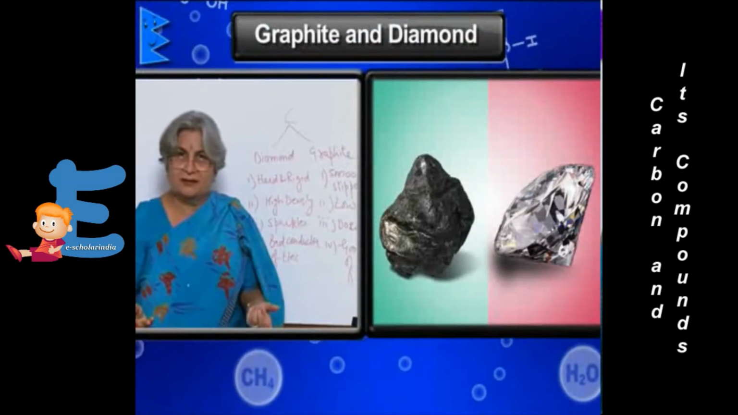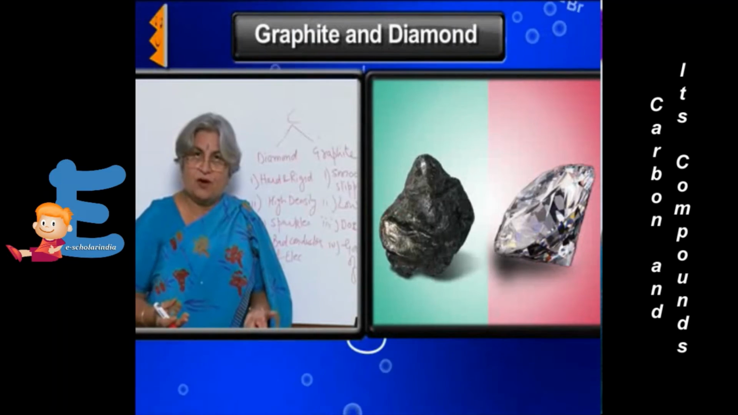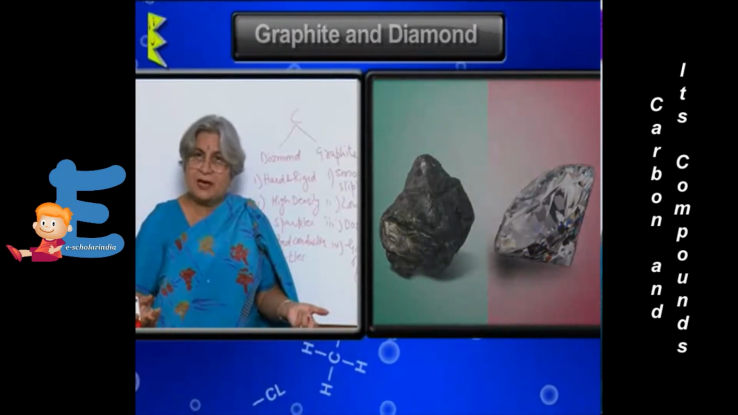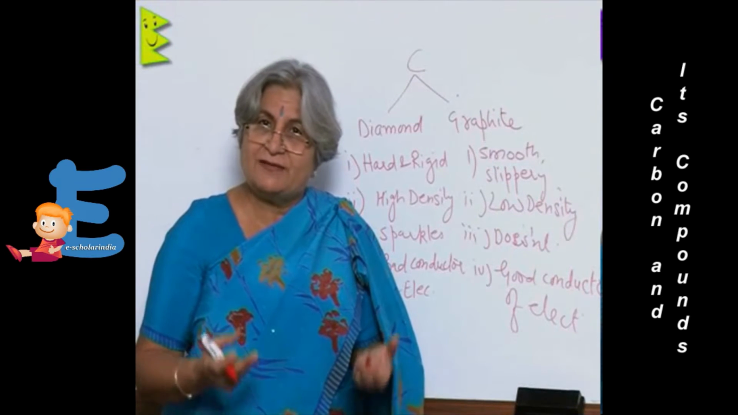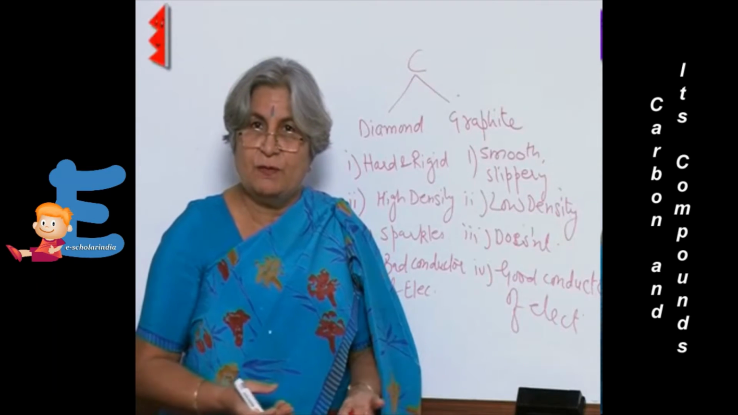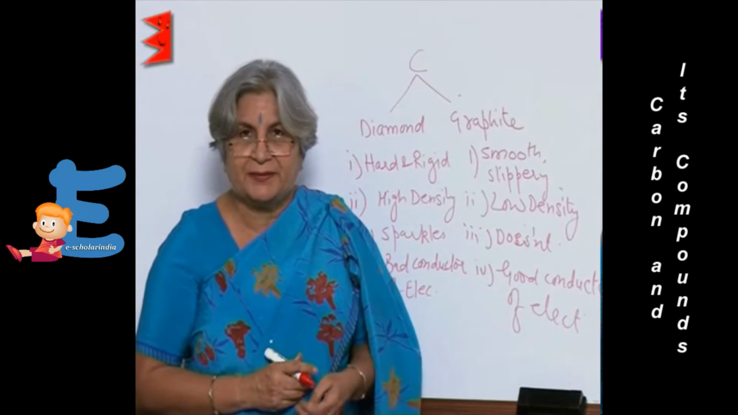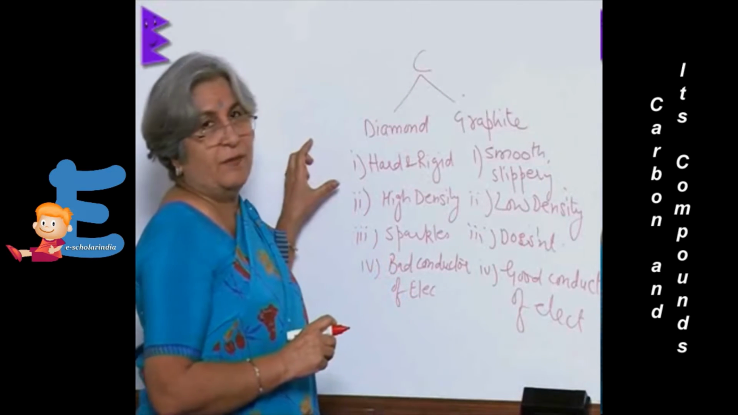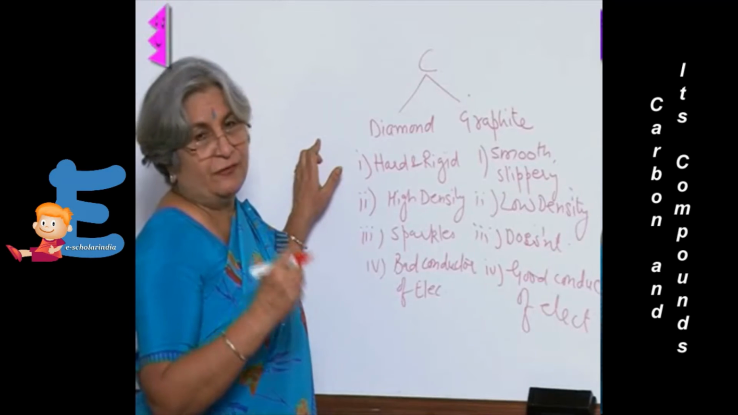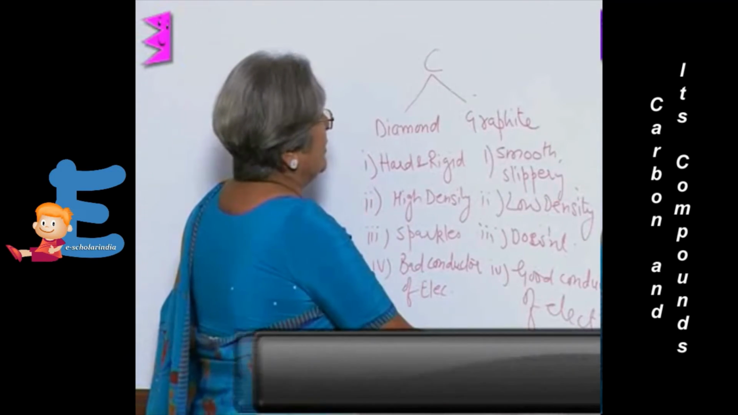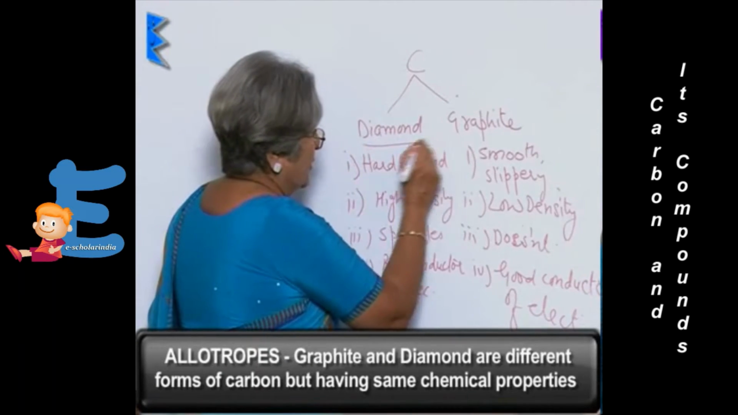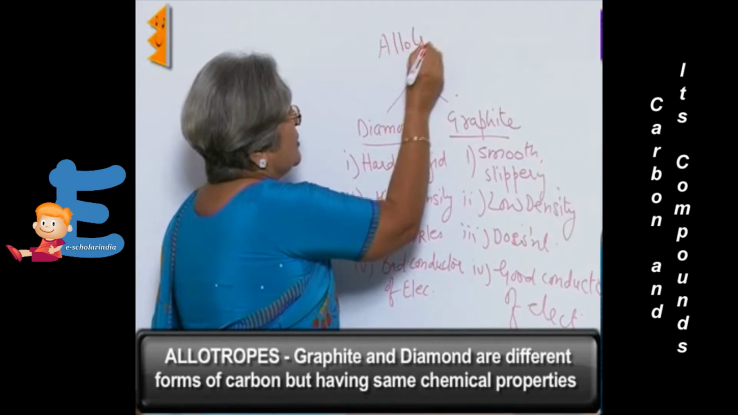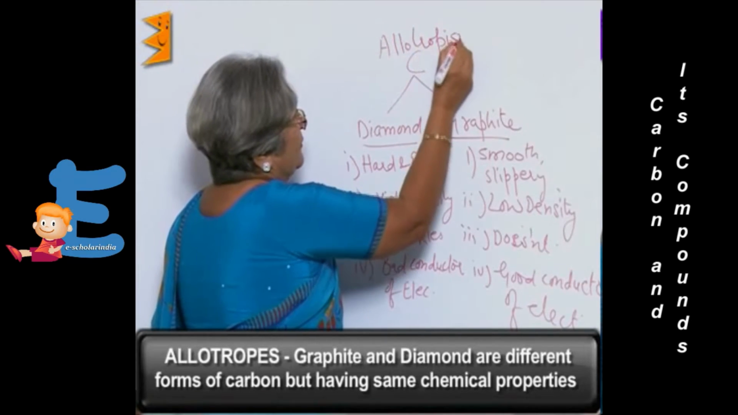Now why this? Why two physical forms? Are they really different from each other? No, both are carbon and both have same chemical properties. You burn them, you will get carbon dioxide. So we have to understand what is this phenomenon and why this difference. These two are called allotropes, and the phenomenon is called allotropism.